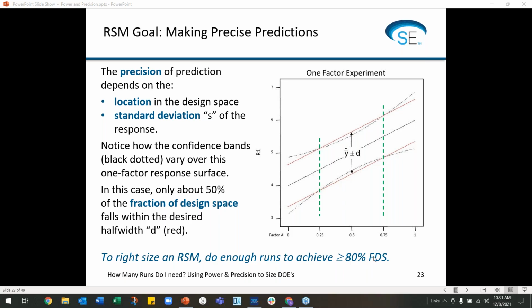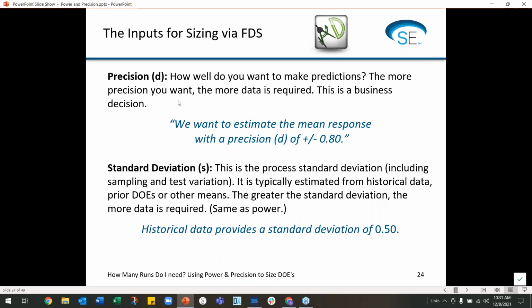And so we have a tool called the fraction of design space that's really going to help calculate how much area of the design space is going to give us precise enough predictions. You have to start by answering the question, how well do you want to make predictions of your response? The more precision you want, the more data is required. So you might make a statement like this: we want to estimate the mean response, the average response, with a precision, that's your D, of plus or minus 0.8.